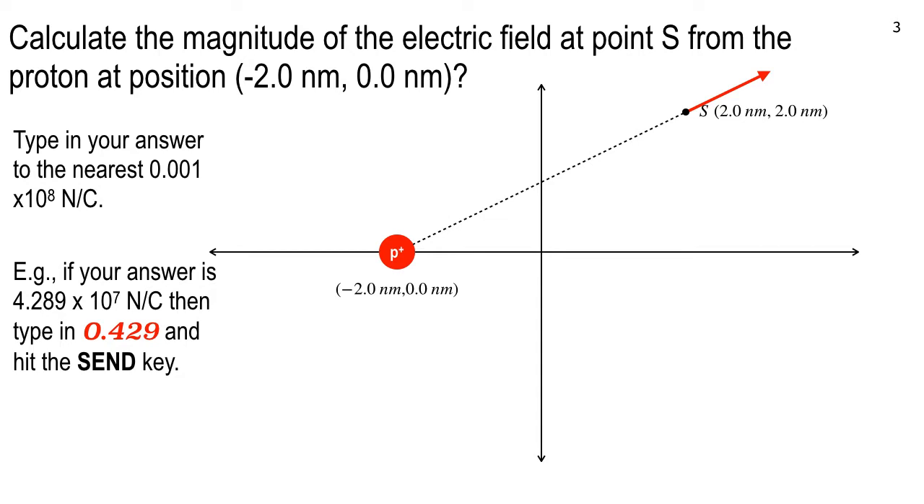Hit refresh. If you don't have a number 1, just hit your refresh key and you should be good. This one's actually numeric, not alphanumeric. In this example, if your answer is 4.289 times 10 to the 7, your answer is 0.429. You have to type a 0 before the decimal point. You can't lead off with a decimal point. It won't let you.